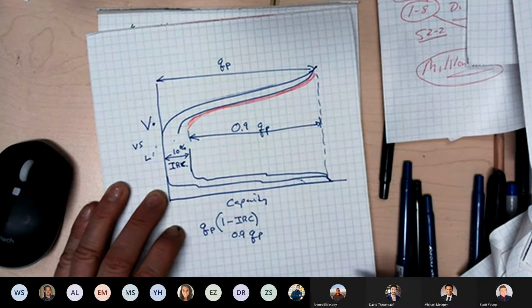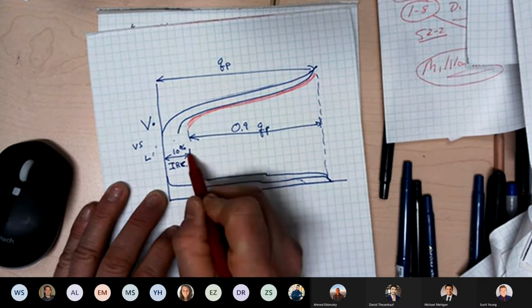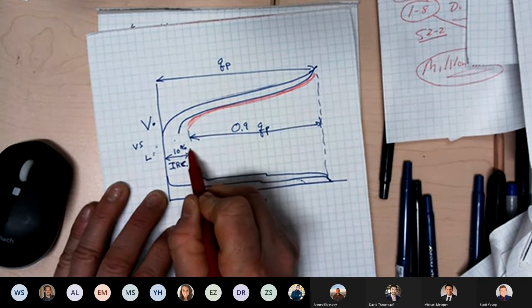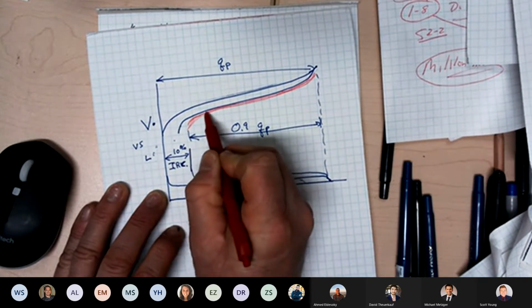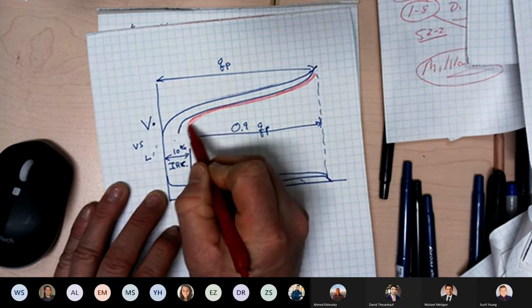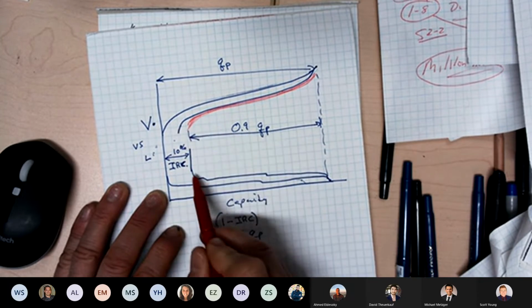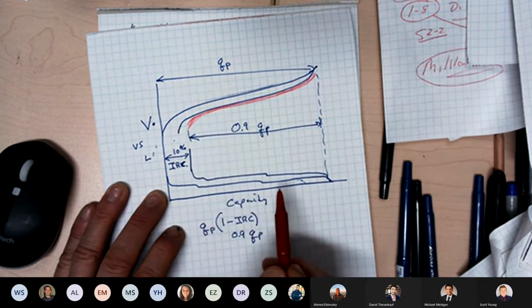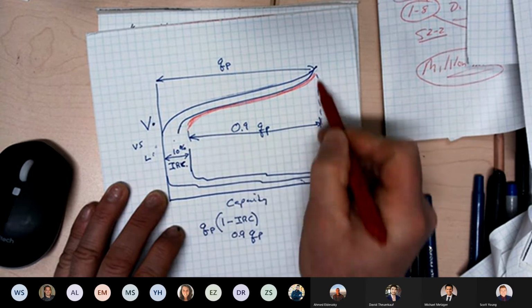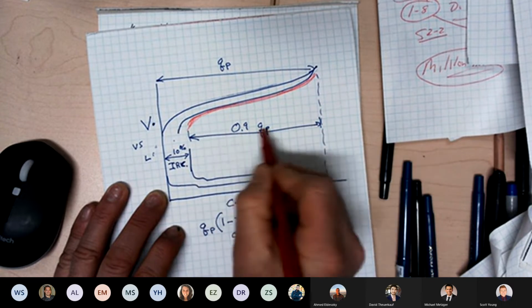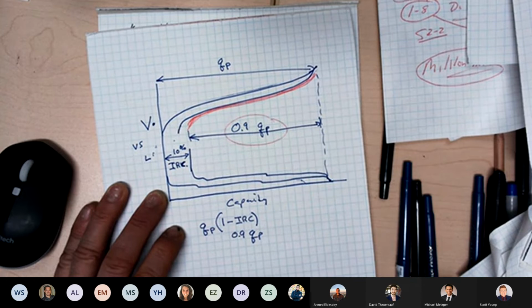Along the red curve, the graphite is empty at this point. So you cannot fill the positive all the way. This is an anode limited cell. When the positive is empty, the graphite's full. So you're cycling 0.9 QP.